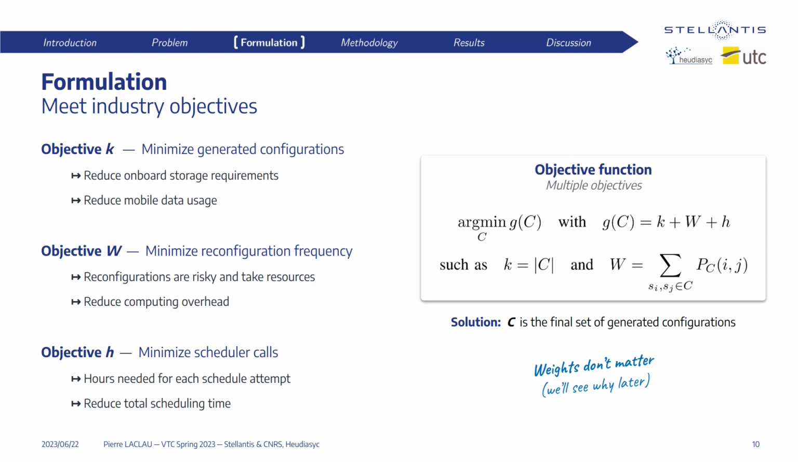And so to minimize all these objectives, we define a very simple objective function, which is simply the sum of all the three objectives. And we'll see later that this is enough. We don't need weights or something complex. This is enough to show that we have achieved the minimization.